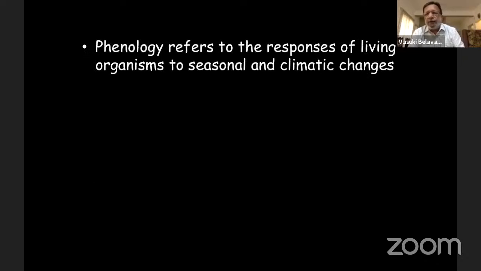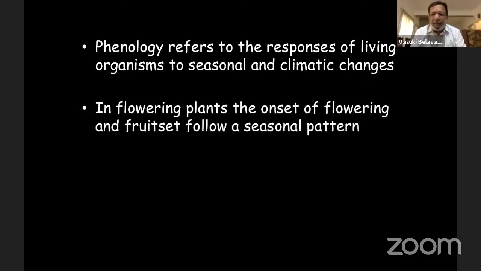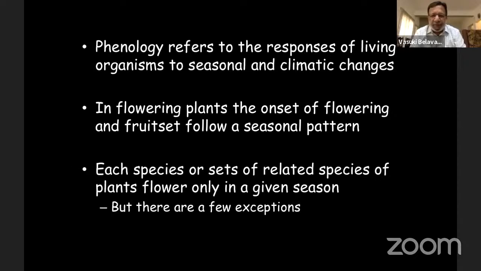Phenology actually refers to the responses of living organisms to seasonal and climatic changes. So over several decades, several thousands of years, each species would have got adjusted to certain changes, certain seasonal happenings or environmental conditions, and would have started acting accordingly. So that is the reason why in several species of plants, the flowering occurs in a certain season. The flowering may not occur throughout the year. It occurs only in certain months of the year. So it is because it is adjusted to flower in such and such a condition. And each species or sets of related species of plants flower only in a given season. But there are a few exceptions.